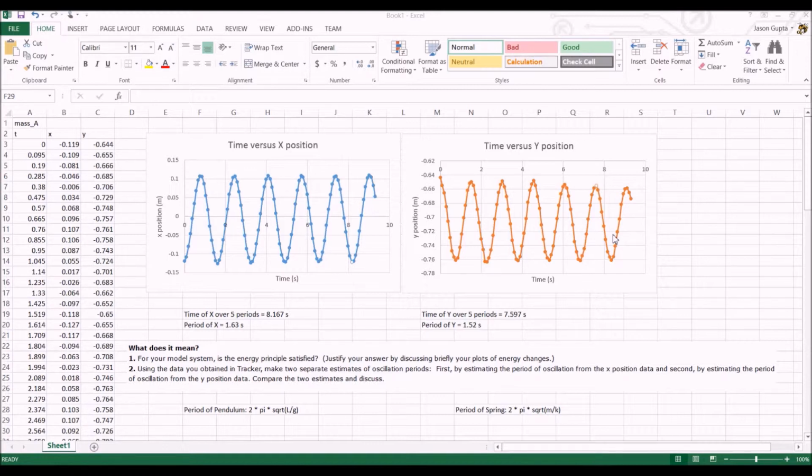The y oscillation is based on mass and the spring constant, as shown by the period of a spring equation, while the x oscillation is based on the length of the spring and gravity, as shown by the period of a pendulum equation. In conclusion, the computational model predicted the motion of our observed mass quite accurately, and it showed that the energy principle is satisfied since the change in energy is zero and no work is done by the surroundings.